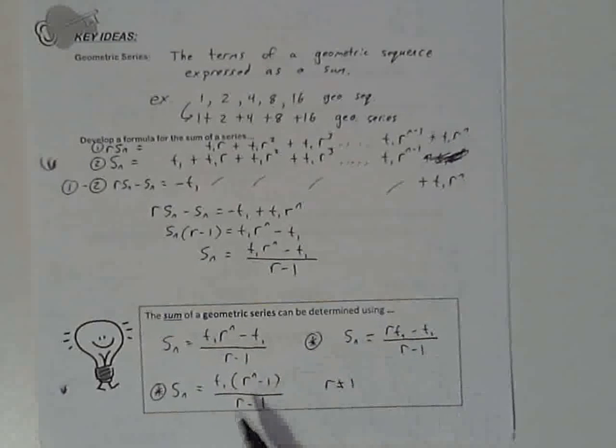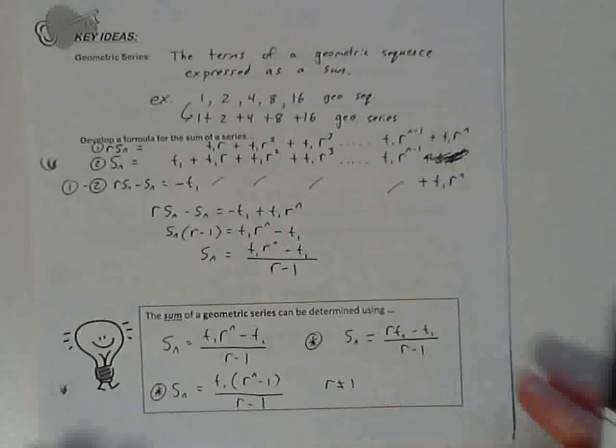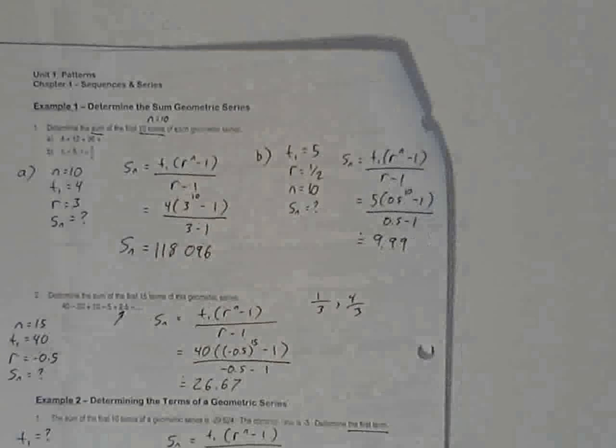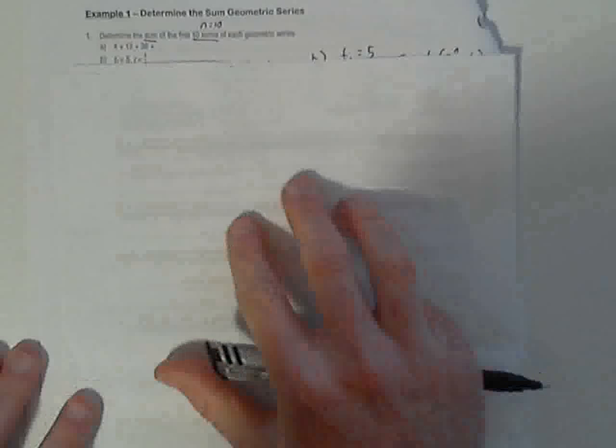So, first example. Sorry, a little bit hard to see on the webcam, but you've got your sheet to follow along. Determine the sum of the first 10 terms of each geometric series. So n is going to equal 10 because we're doing the first 10 terms, and we're looking for the sum this time. So we're looking for S of n.